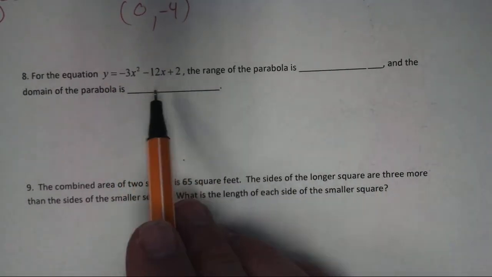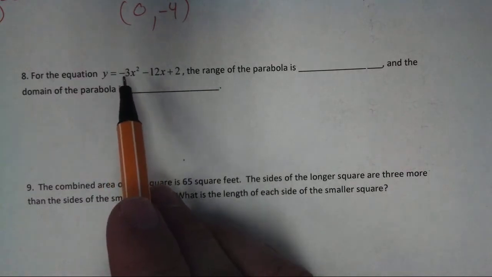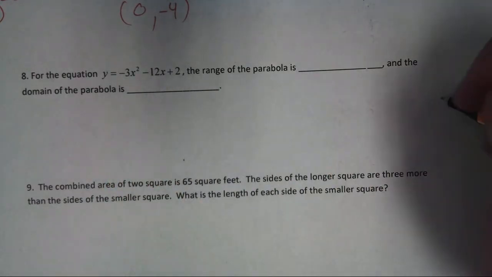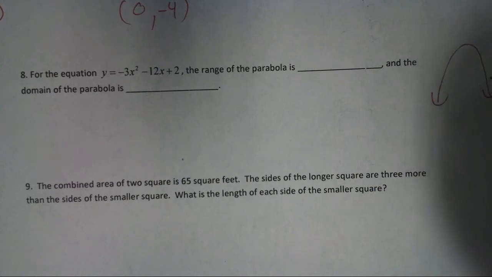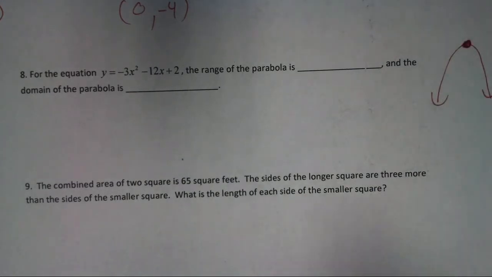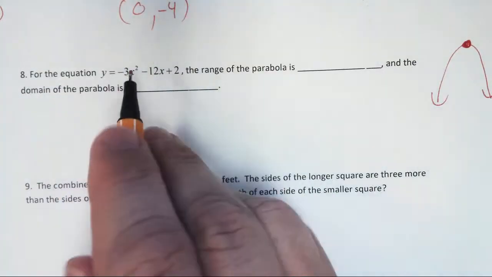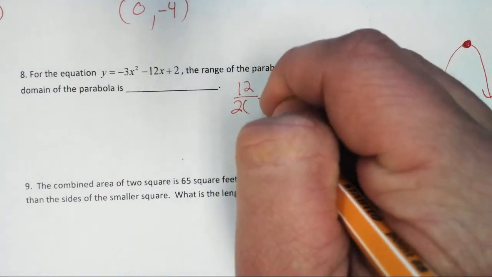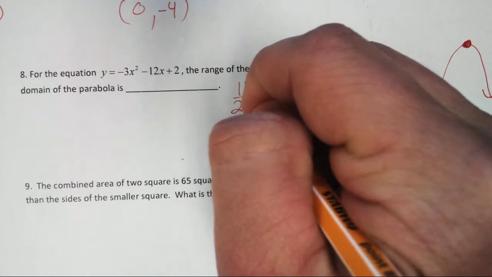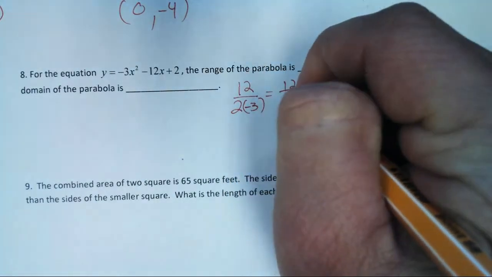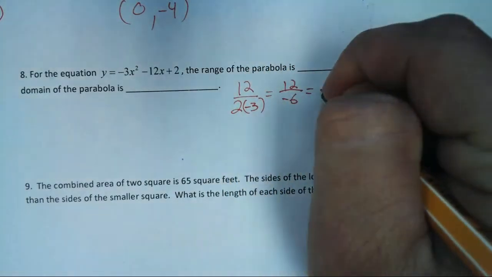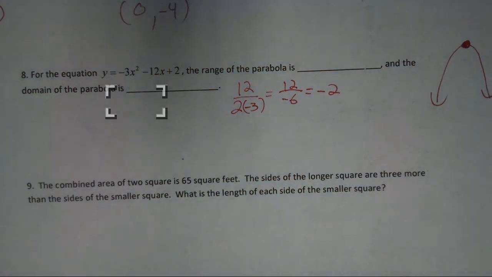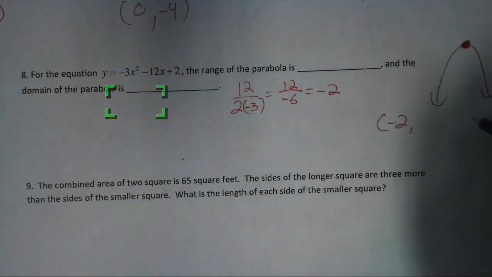Number 8, for this equation, we need to find the range. This is a frowny face parabola. So we know it's going to stop hitting y values at the very top, at its vertex. So we're going to have to find the vertex again. So it's negative b, so b is a negative 12, so negative b is positive 12 over 2 times a, which is negative 3. So that's going to be 12 over negative 6, which gives us negative 2. So our vertex is at negative 2 comma something.